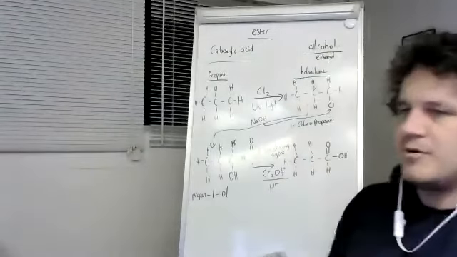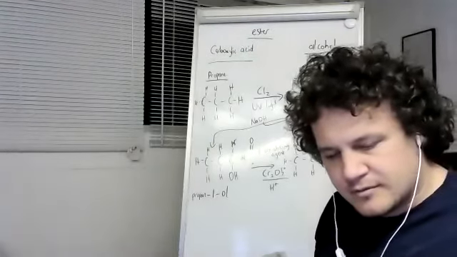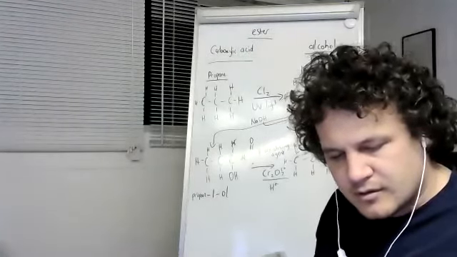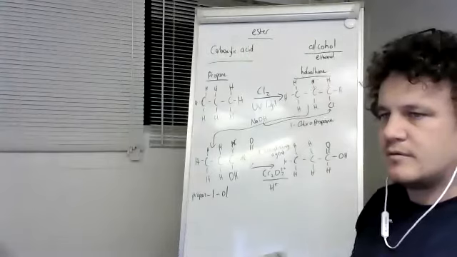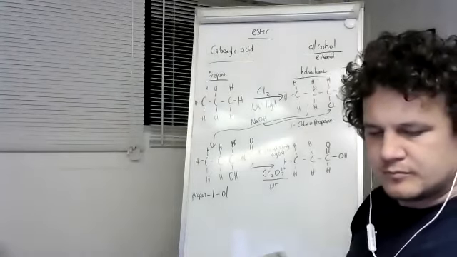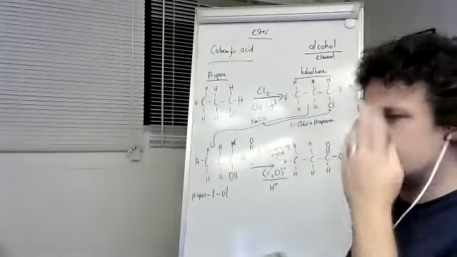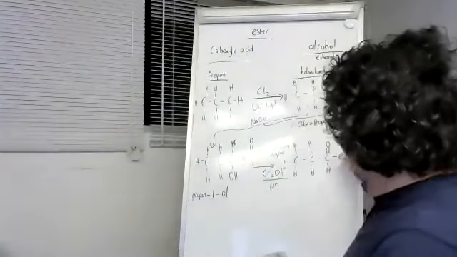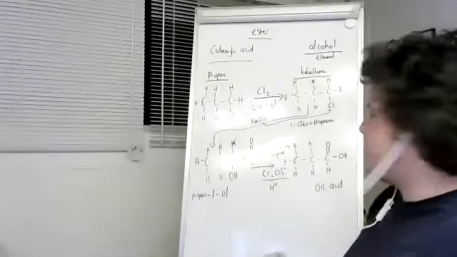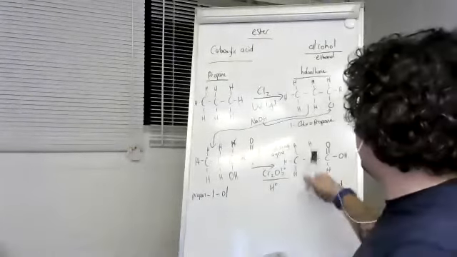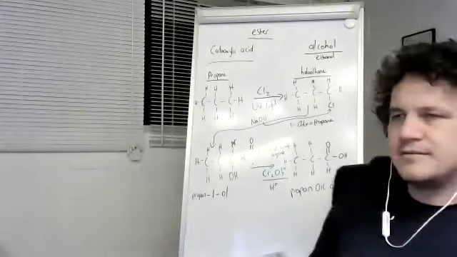So I'm going to give everyone some time. Propanoic acid. We know the functional group is carboxylic acid, 1, 2, 3 carbons, propanoic acid.